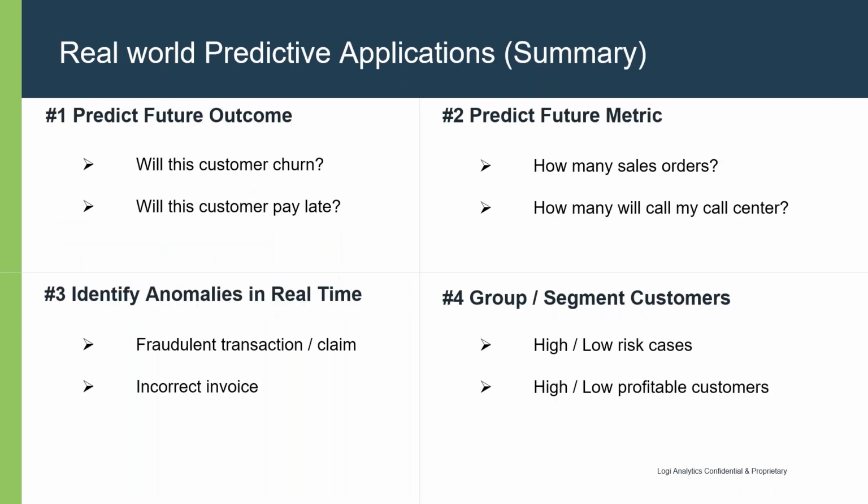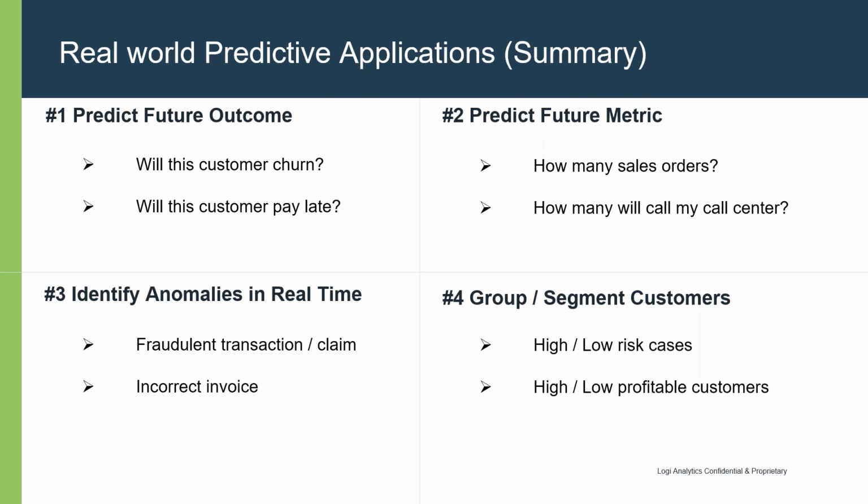Having said that, a good summary would be, if you are one of those folks trying to take some action to create predictive analytics in the next 2 to 6 months, I recommend you pick one of these scenarios, like predicting an outcome, things like will this customer churn, or predicting a numerical value, like how many calls am I going to get into my call center.